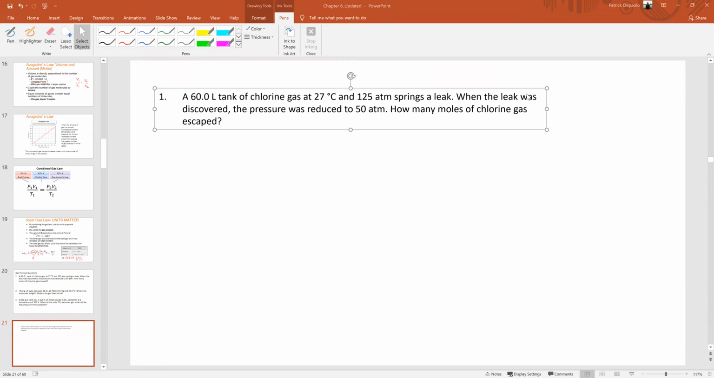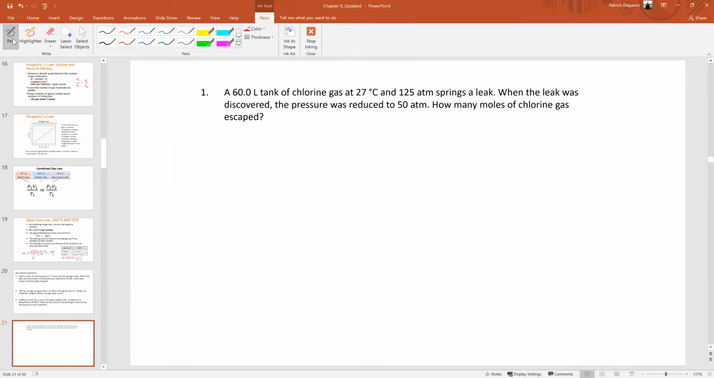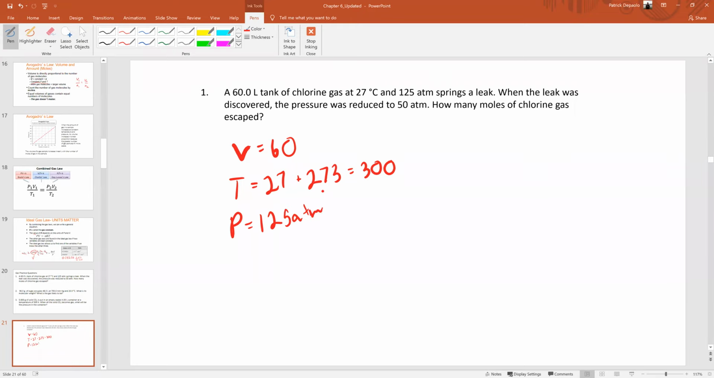All right, so let's do this. Okay, the first one, we have 60 liters. So our volume equals 60. Chlorine gas at 27 Celsius. So T equals 27 plus 273. That equals 300. Is that right? Yeah. Okay. Then our pressure is 125 atm. So pretty big pressure. When the leak was discovered, the pressure was reduced to 50. Oh, I'm an idiot. Oh, that's why. It was reduced to 50. I didn't even see that 50 part. How many moles of chlorine gas escaped? Okay.